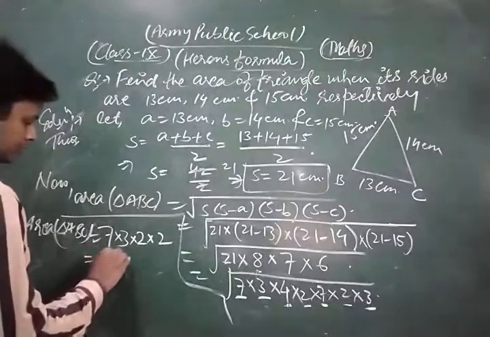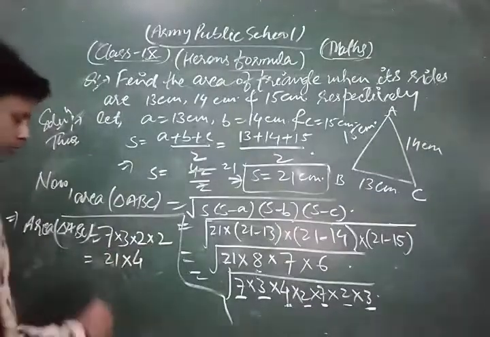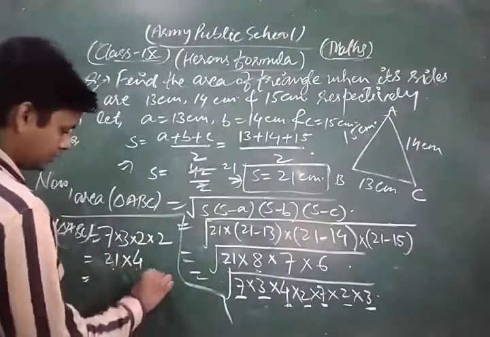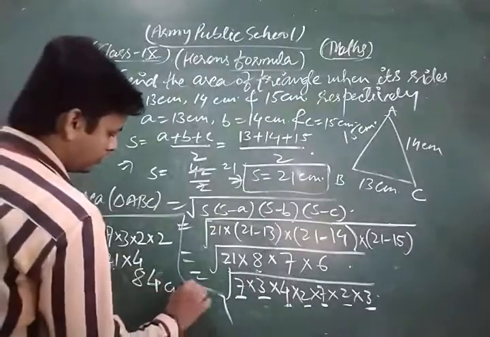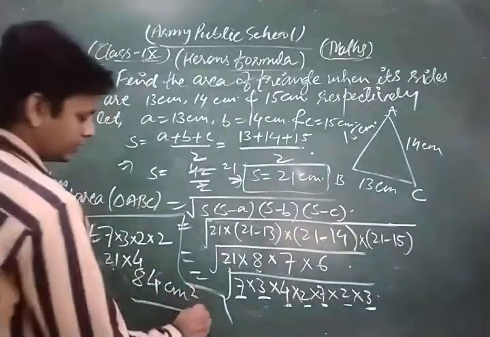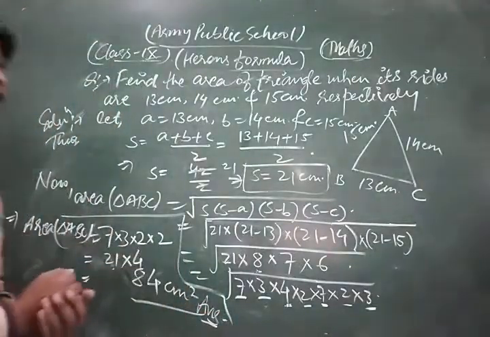7 3s are 21, 2 2s are 4, 4 1s are 4, 4 2s are 8, 84 centimeter square. This is the required solution of the given question.